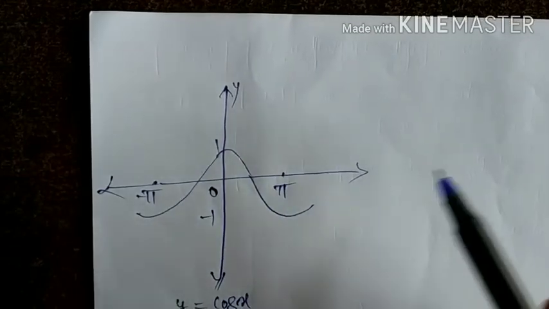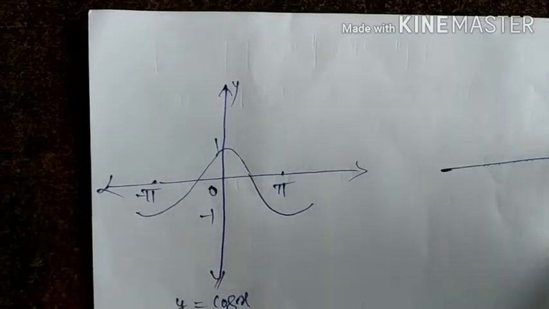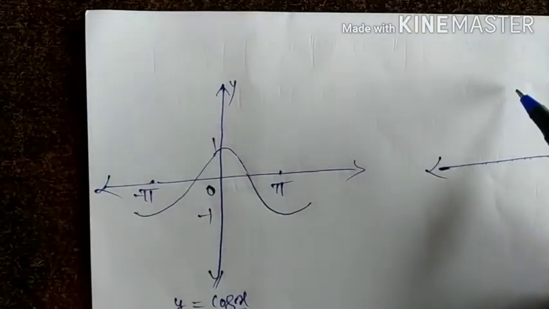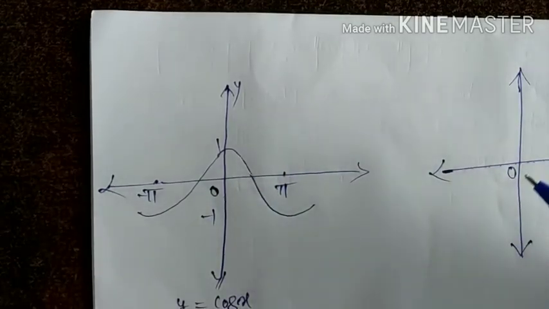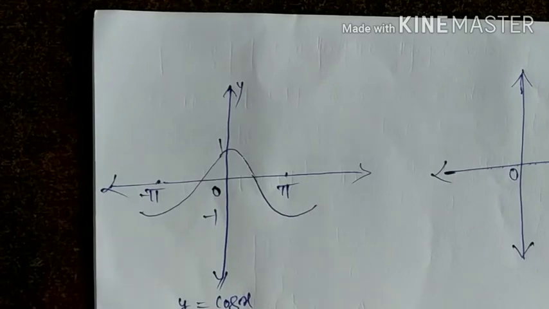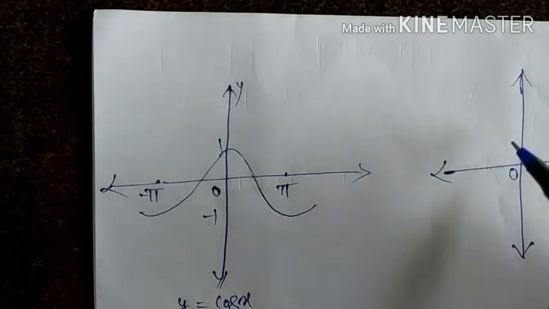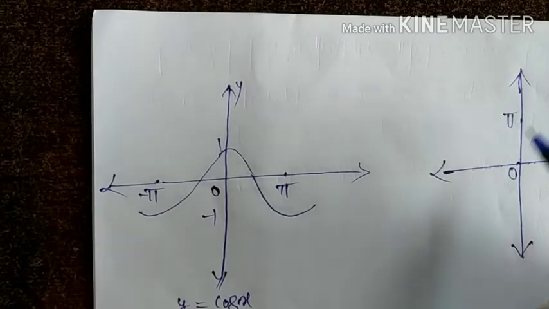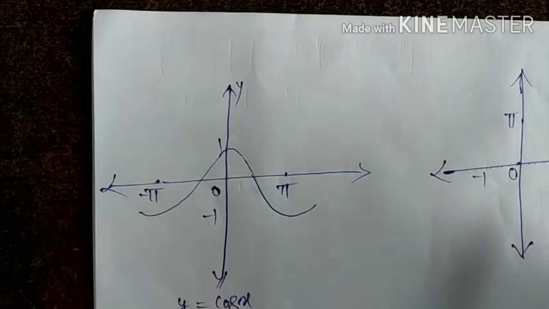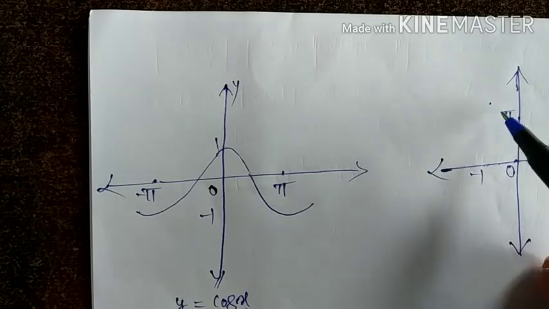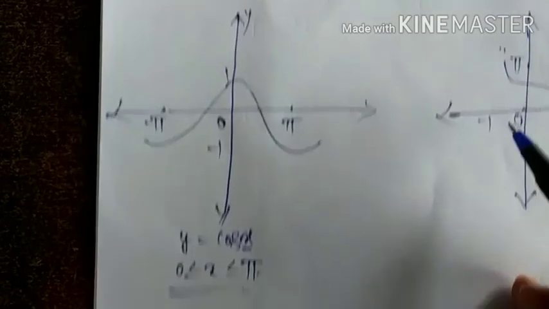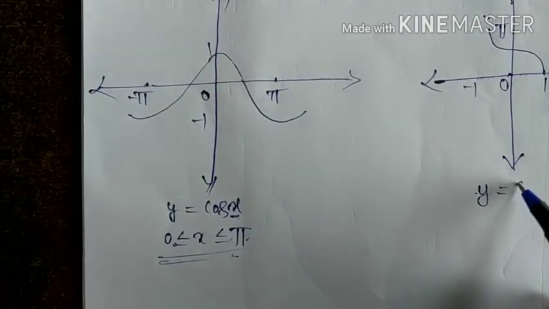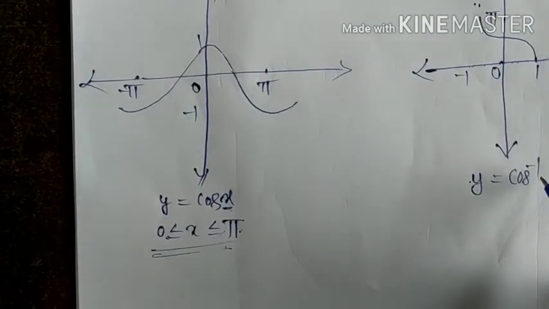Okay, now let's see the graph of the cos inverse function. This is 0. Here it is defined for what values? It is 0 and pi. So here it is 0, it is pi, and it is minus 1, this is 1. So the graph of this one you can draw like this. This is the graph of the cos inverse function, y equals cos inverse x.